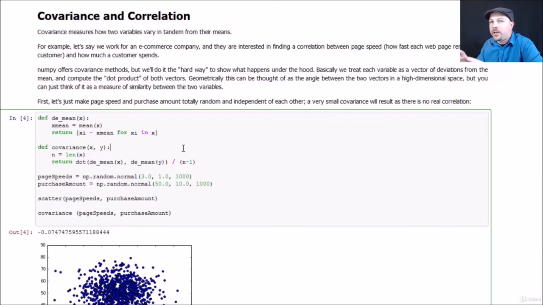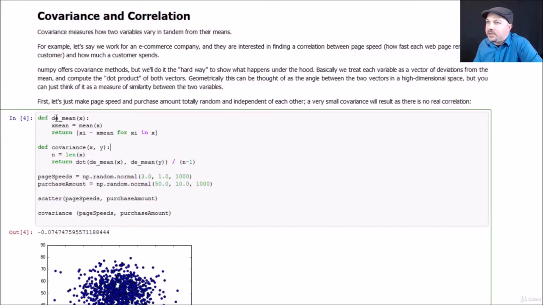So I'm going to do this the hard way. NumPy does have a method to just compute the covariance for you, and we'll talk about that later. But for now, I want to show that you can actually do this from first principles. So covariance, again, is defined as the dot product, which is a measure of the angle between two vectors, of a vector of the deviations from the mean for a given set of data, and the deviations from the mean for another given set of data for the same data points. And then we divide that by n minus 1 in this case because we're actually dealing with a sample.